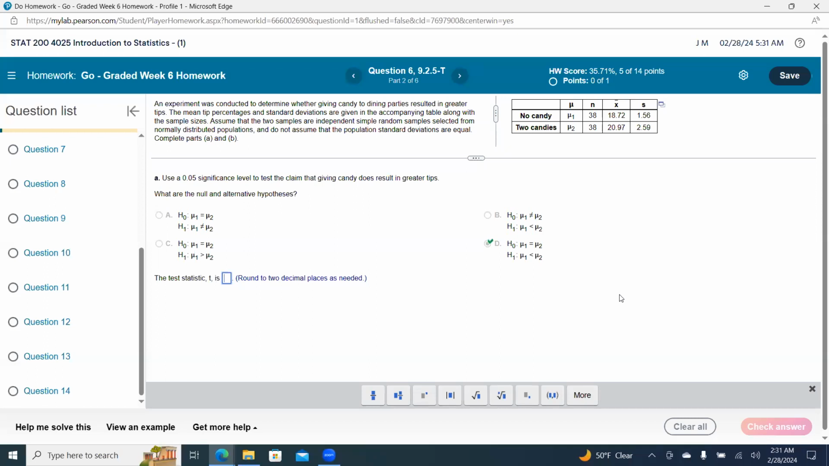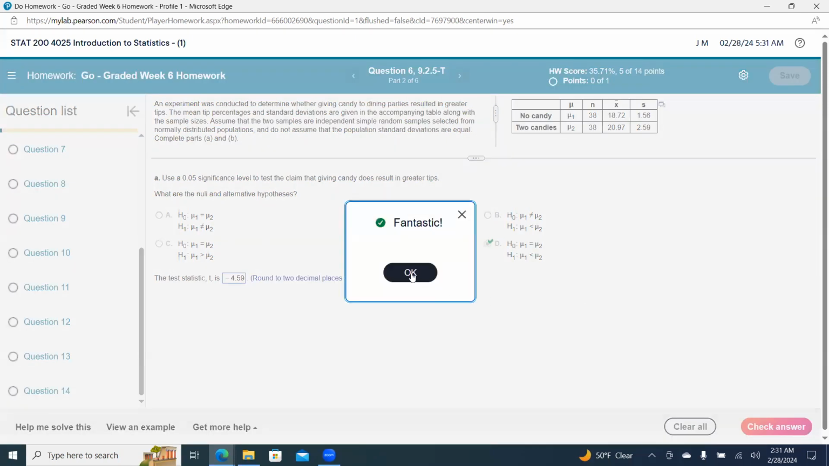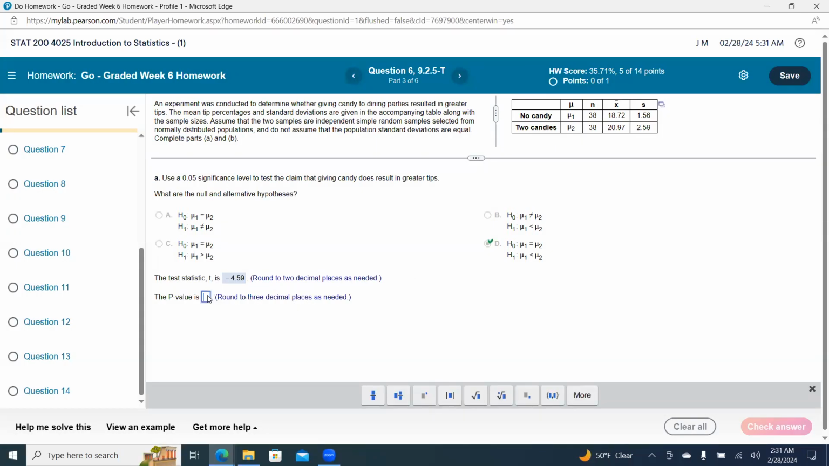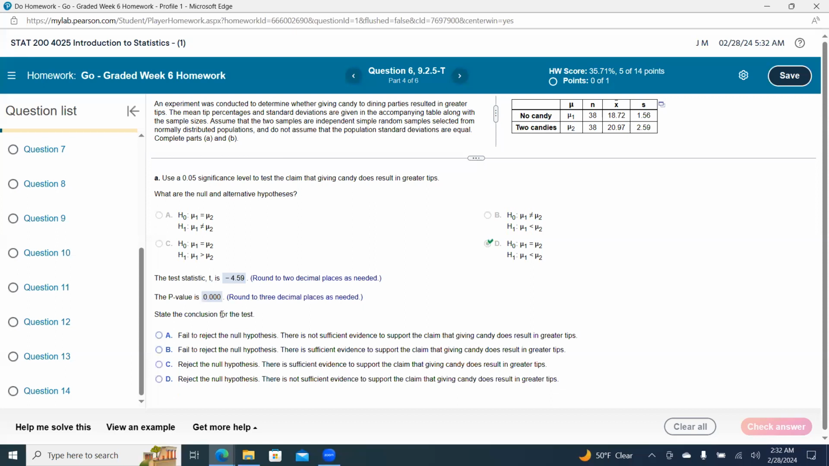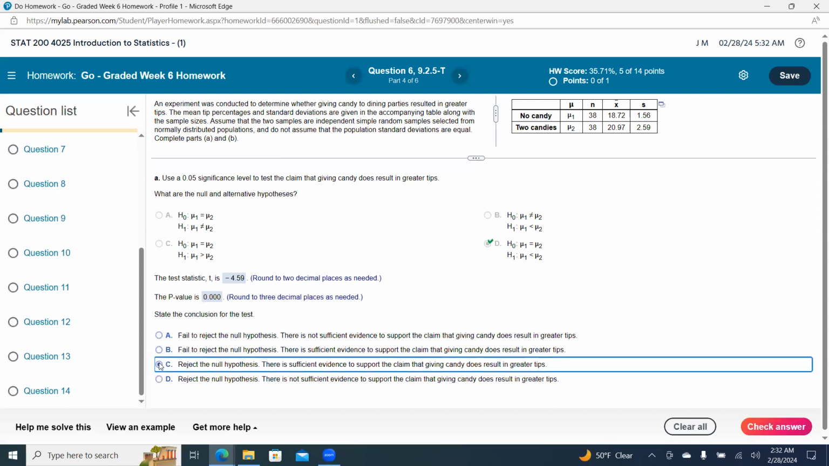So I get the test statistic is negative 4 point. So the test statistic and the p-value are the two most important things. And the readout will just spit all that out. I get 0.000, I think. I get 0. It's a very strong p. It means we very obviously reject the null.